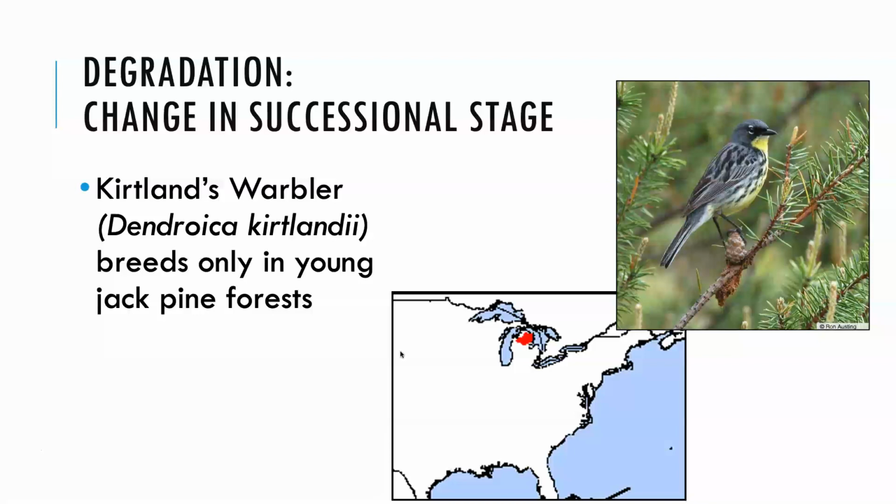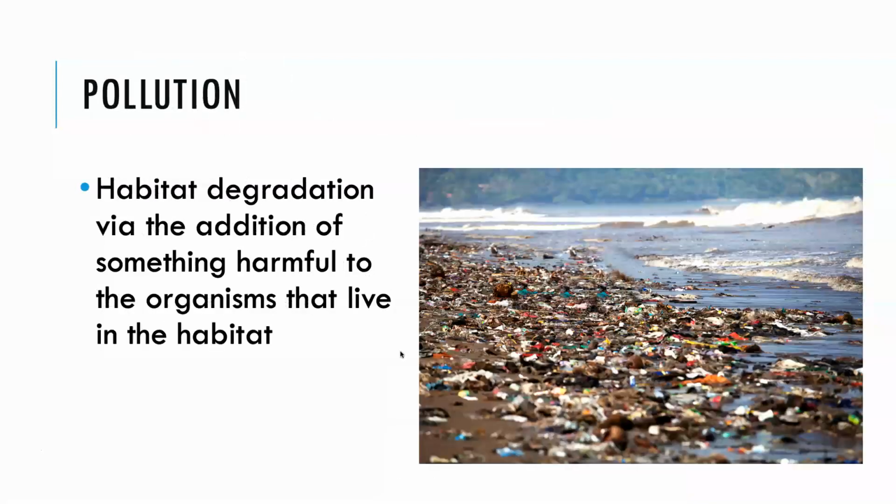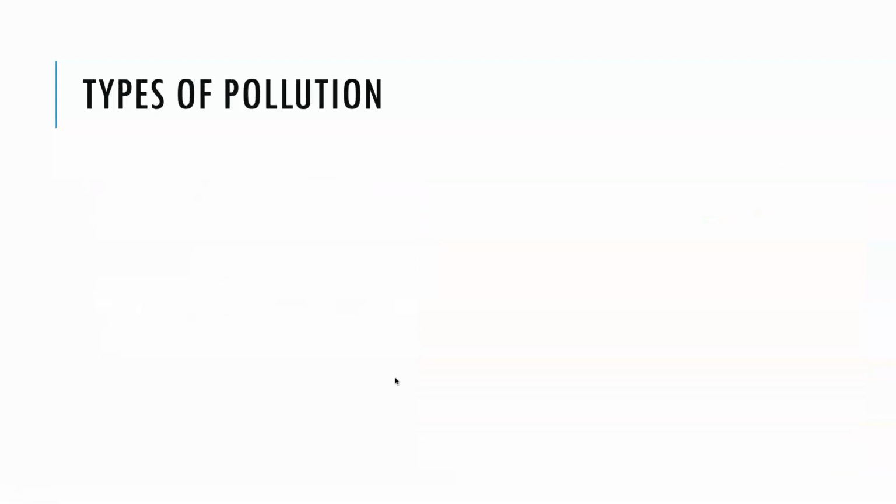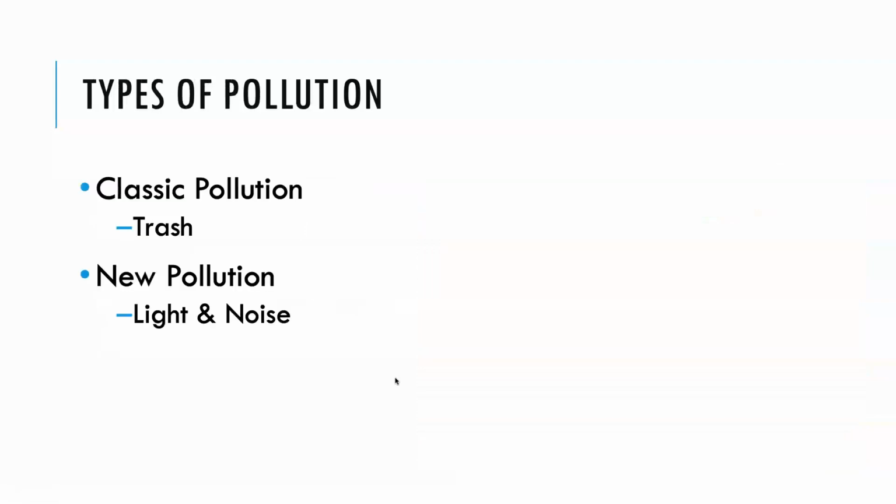The most probably common way we degrade habitat these days is pollution. This is the addition of something harmful to the organisms that live in this habitat. This is a classic image of a huge problem with human waste. We just produce so much garbage and it ends up in wild environments. But there are classic pollution, trash, garbage, but there are new kinds of pollution like light and noise.